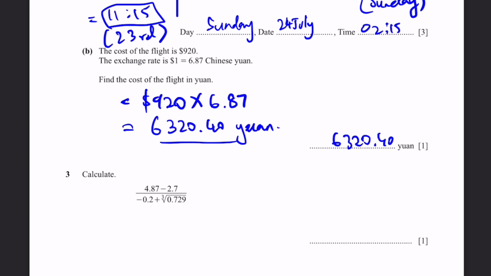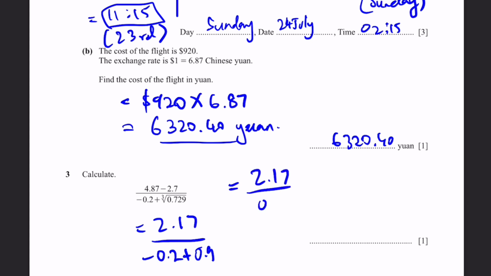Calculate 4.87 minus 2.7 divided by minus 0.2 plus the cube root of 0.729. That will be equal to 2.17 divided by minus 0.2 plus 0.9, because that is the cube root of 0.729. So that will be equal to 2.17 divided by 0.7, and when you do that, you'll get the answer as 3.1. That's the answer. Question 4.